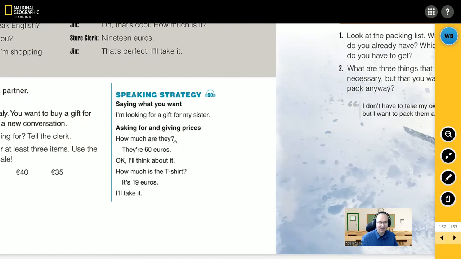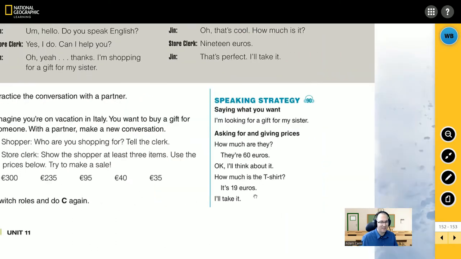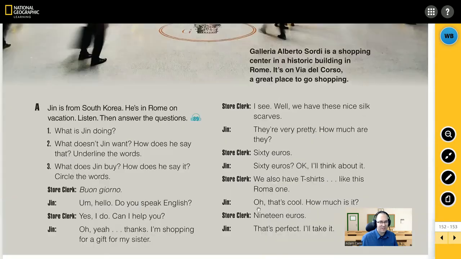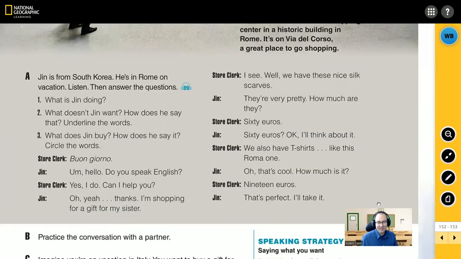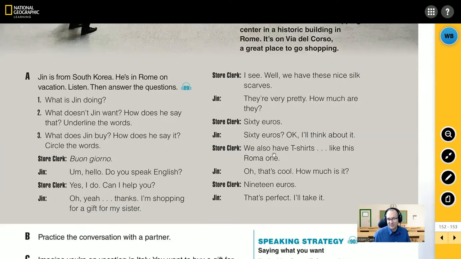How much are they, okay? Because if you're looking for two things, or pants, we would say, how much are they? They're 60 euros. Okay, I'll think about it means I'm not sure. How much is the t-shirt? It's 19 euros. I'll take it just means I'll buy it. Okay, so these are shopping expressions and they're not really useful for us in Korea. But if you do go to another country, of course, they're useful. So let me play the audio and we can have a listen to somebody different.